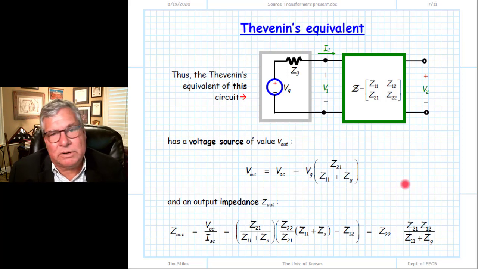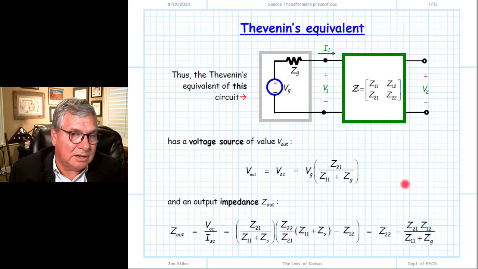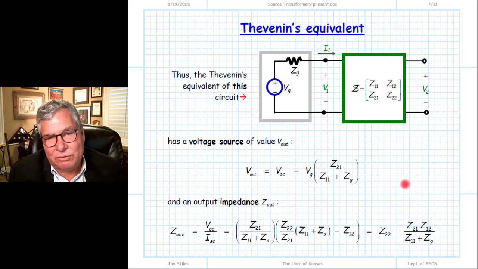The procedure is always exactly the same. You determine the short circuit current, the open circuit voltage, and from that you can determine the Thevenin equivalent source or the Norton's source if you're so interested. There isn't any situation where you don't do those two things: short circuit current, open circuit voltage.